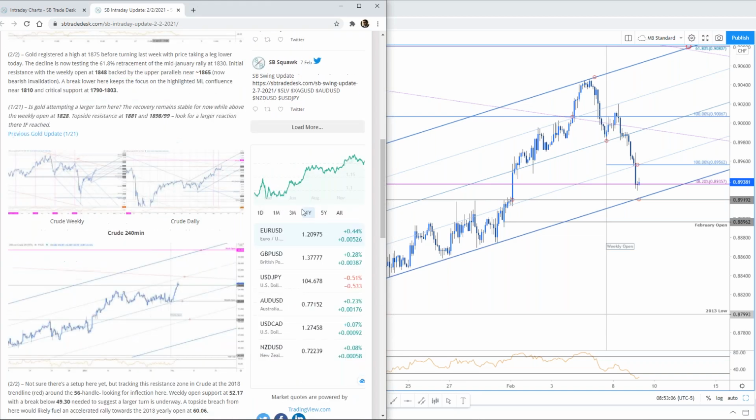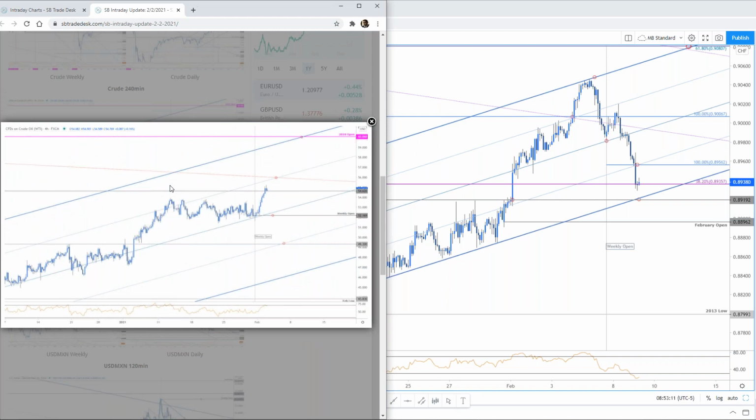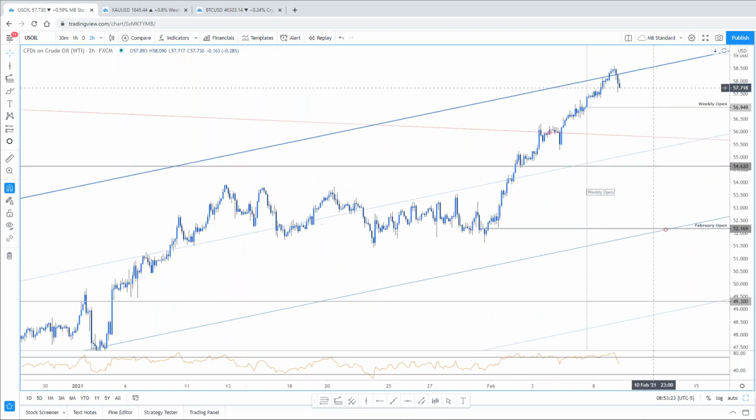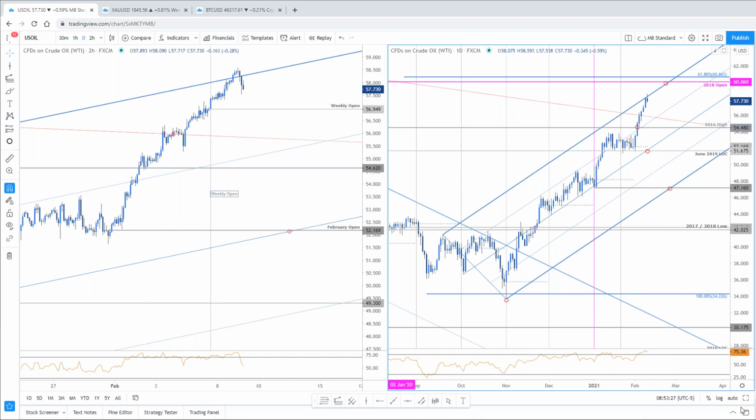Here's crude. So the only thing I wanted to highlight here is the upper parallel. So we broke that confluence region. It was right around 56 on this rebound off the median line. And we're now testing slope resistance. Here's what it looks like on the intraday chart. Here's what it looks like on the daily, in fact. So listen, it's a breakout.